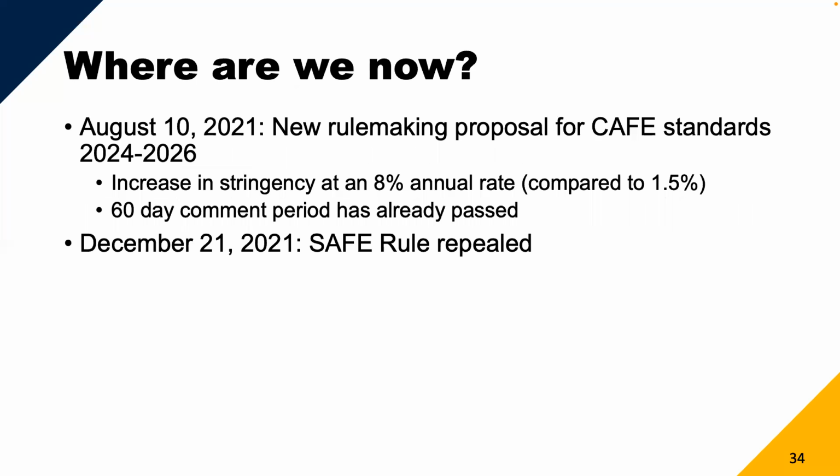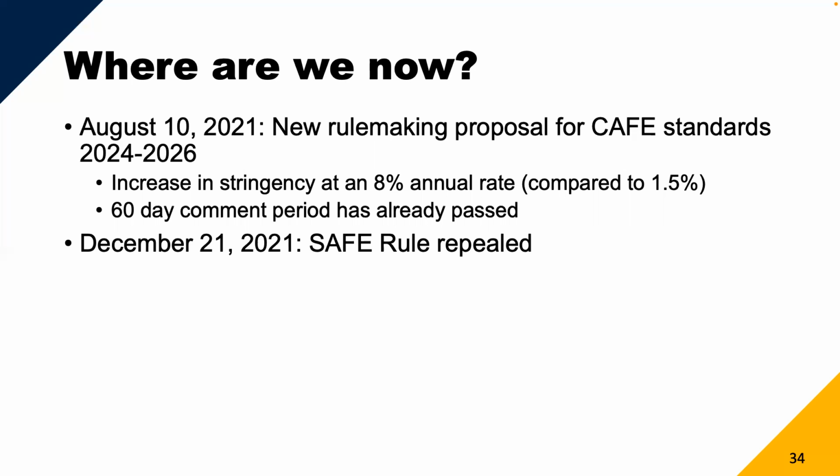So just as the latest update, in August of last year, new rulemaking was proposed. They got around to this very quickly for CAFE standards in 2024 to 2026. So an increase in stringency at an 8% rate compared to 1.5%, completely undoing the Trump administration's regulatory requirements and making them actually a lot more aggressive. There was a regular 60-day comment period that actually got extended a little bit. But we're now waiting around for the final rulemaking to come out.